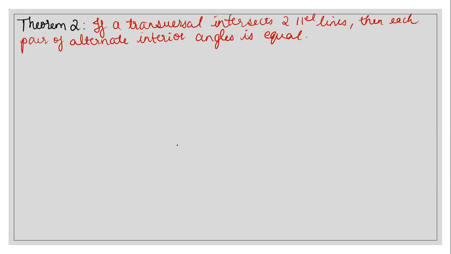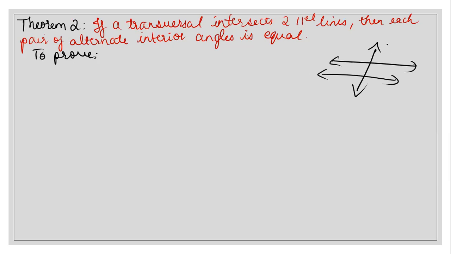Moving on to theorem number 2. Okay, so let's see what is this theorem number 2. Theorem 2 says, if a transversal intersects two parallel lines, then each pair of alternate interior angles are equal. So now we have to actually prove this theorem. Okay, so to prove, let's first draw our parallel lines, transversal, angles and all.